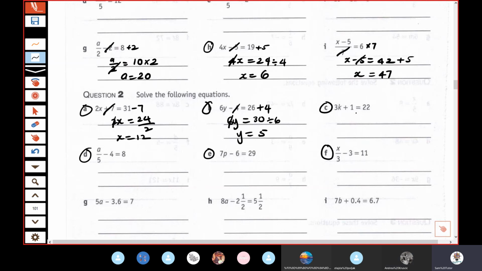Chloe, next one. 3k equals? Bring the 1 over to 22, make it a minus. Mm-hmm. You get 21. And then you divide it by 3. Too easy. K equals 7.